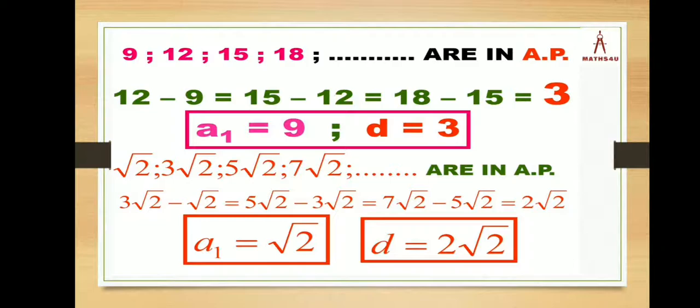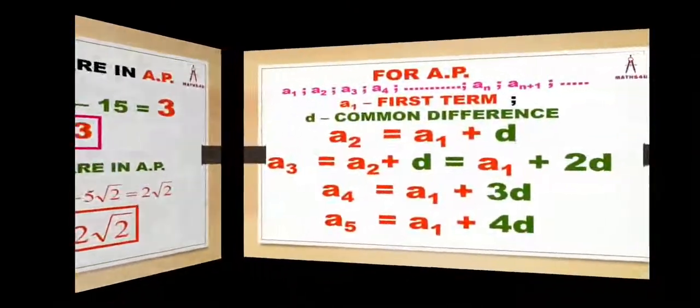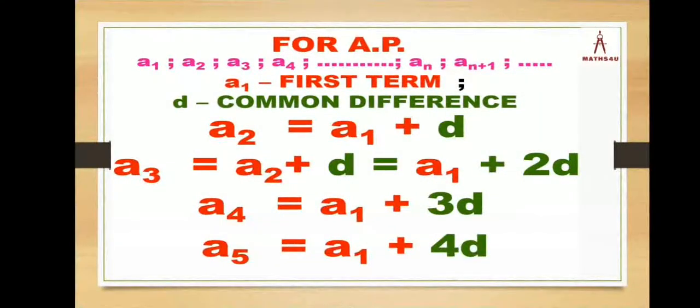Let's see the second example. Root 2, 3 root 2, 5 root 2, 7 root 2 are in AP. What is the first term here? It's given, root 2. How can we find the common difference? A2 minus A1, second term minus first term, or third term minus second term, what are we getting here? 2 root 2. So the first term is root 2 and the common difference is 2 root 2.